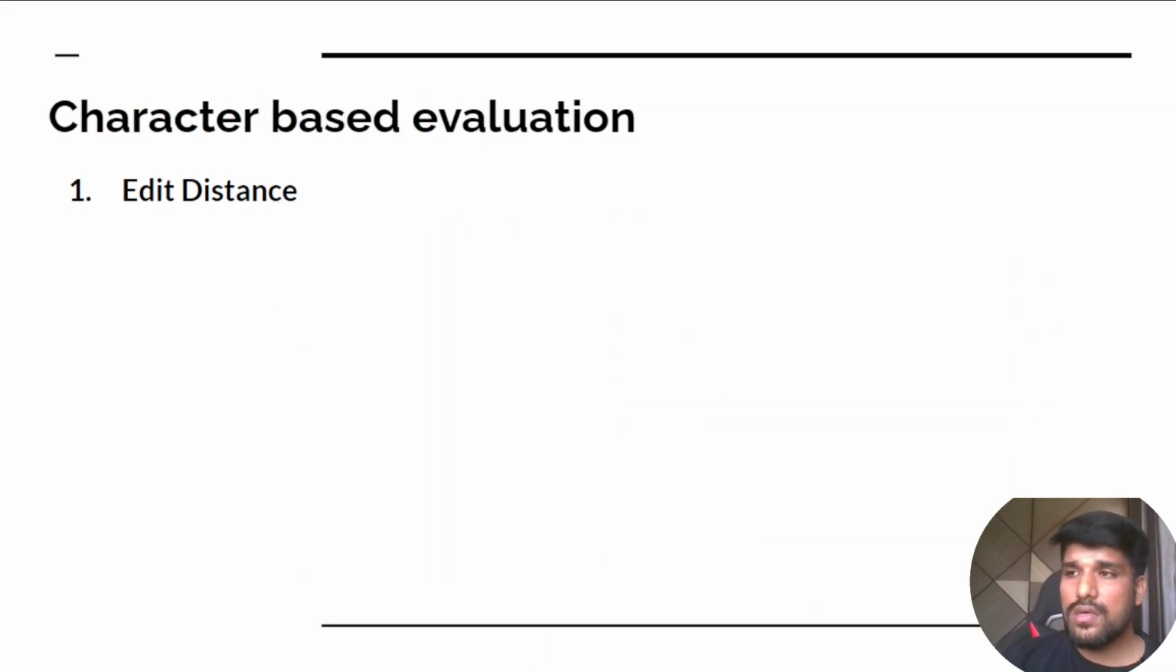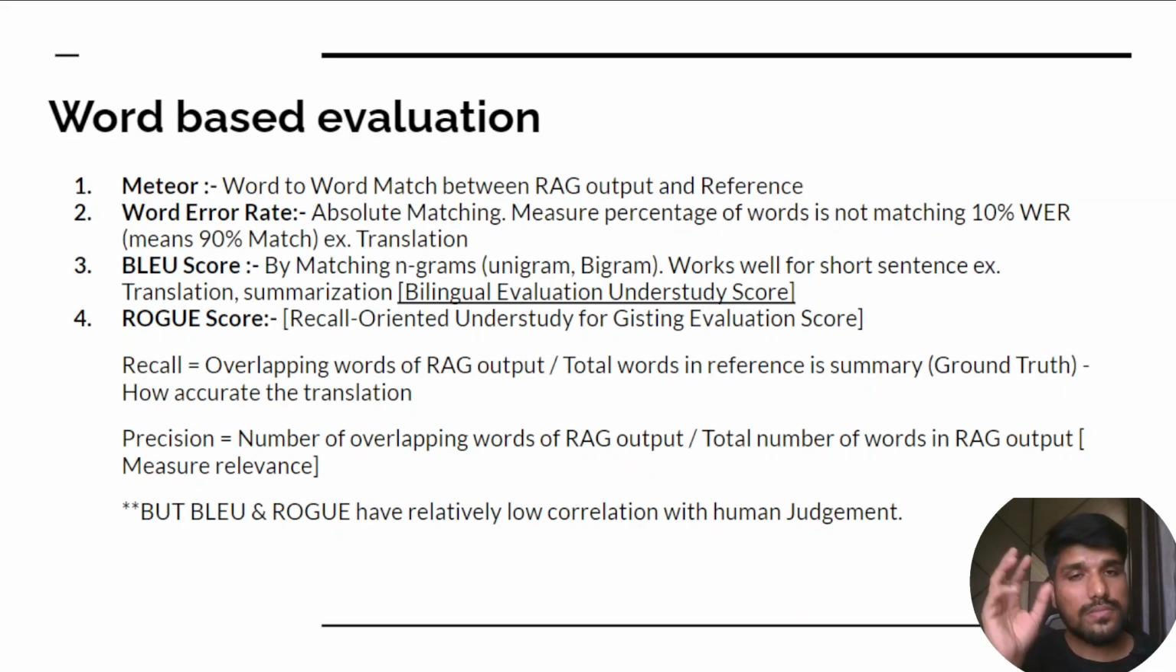Now, the character-based evaluation I already explained, it's edit distance. There are different mathematical algorithms available, using which you can calculate the distance between two characters, and it will give the evaluation. In the word-based evaluation, some algorithms are available.